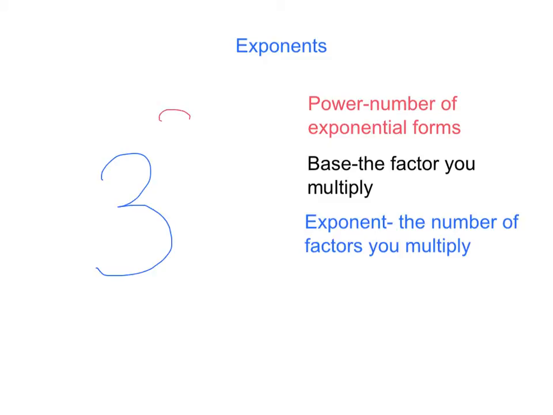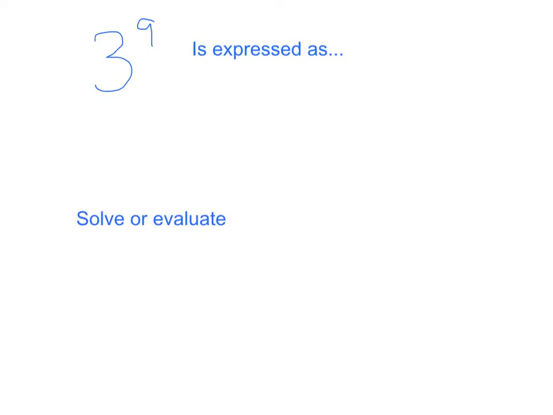So let's say here we have the exponent of 9. So 9 is your exponent, the number of factors you multiply. When we look at this whole thing, it is called the power of. So we would say 3 to the power of 9. So now we have our power. We have 3 to the power of 9, and it says expressed as.